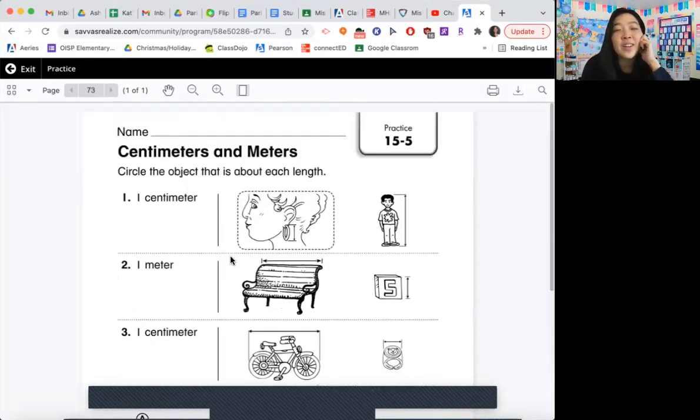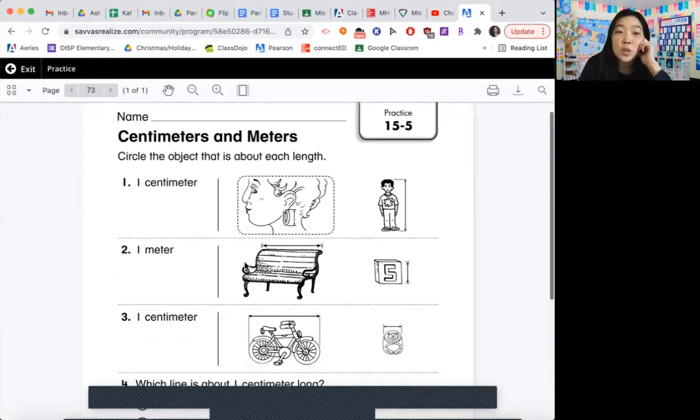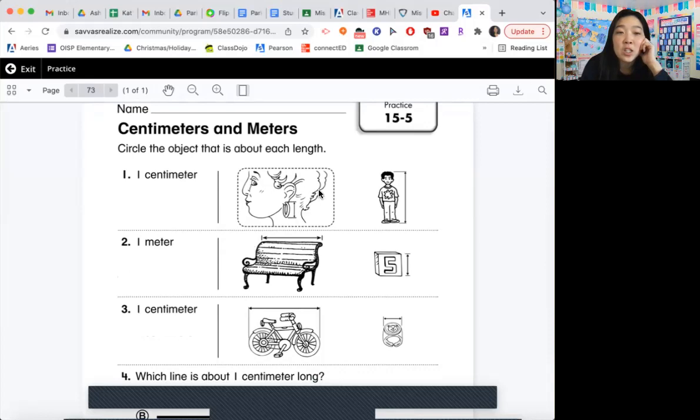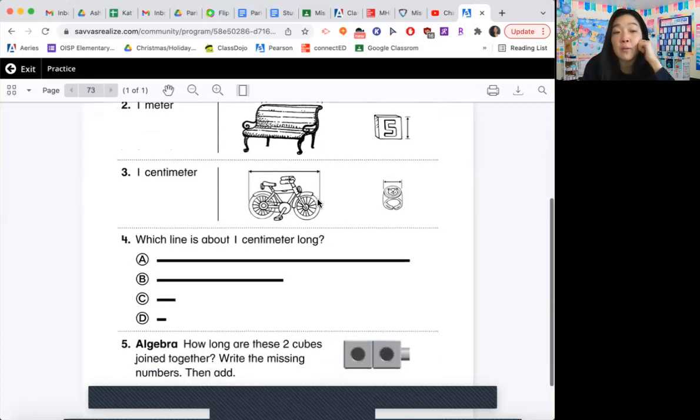Millimeters. Very good. Okay, number 1, we're now on practice 15-5. Circle the object that is about each length. So 1 centimeter, that's about the size of a button, a staple. Would that be her earring or the height of this kid? Her earring, and that's already circled for you. So I'm going to skip that one.